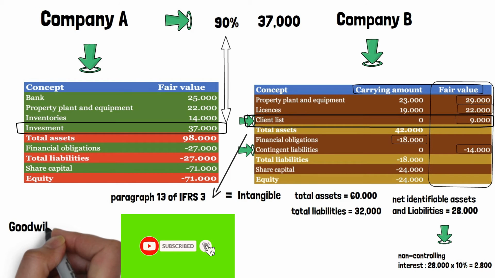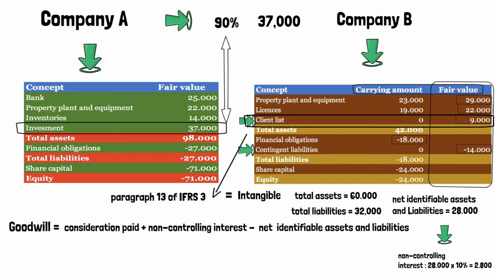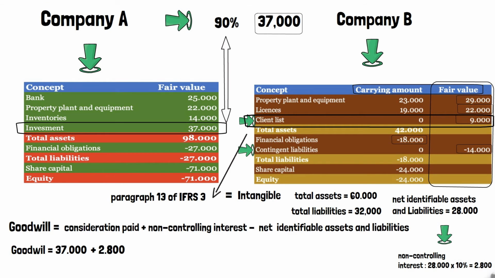Now we are going to calculate the goodwill generated in the business combination. For this, it's necessary to use the following formula. Goodwill equals consideration paid, plus non-controlling interest, minus the net identifiable assets and liabilities. So, the goodwill equals 37,000, plus 2,800, minus 28,000. The result of this operation is a goodwill of 11,800.